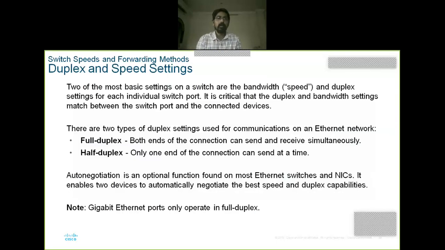Amounts of speed, how they can transmit the data. So this is divided, this is called duplex and speed settings. So the amount of bandwidth or speed, duplex settings were there. There are two types of duplex settings, full duplex and half duplex.